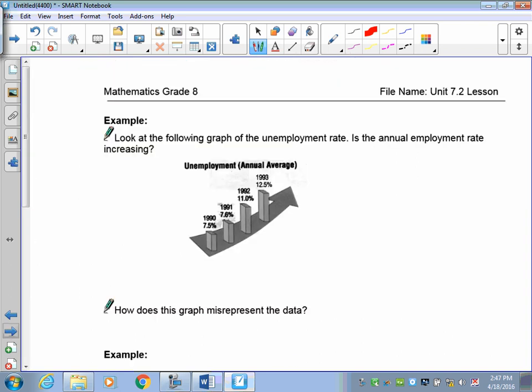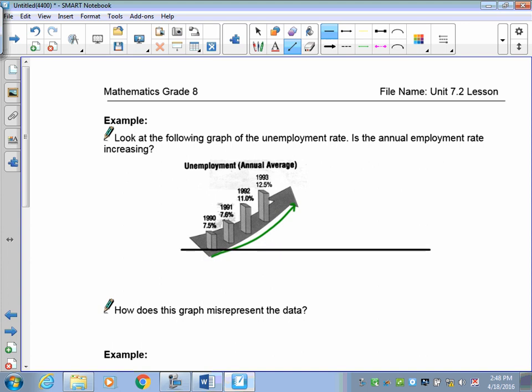All right, let's take a look at this one. Look at the following graph of unemployment rates. Is the annual employment rate increasing? What do you think? I think it's pretty obvious that it is. It's going up. Right? But there's some big differences here and some really interesting things you can look at. I think most of you are going to pick out the fact that that's sloping upwards. If I were to put a horizontal line there, you can see that they've got their columns going up significantly.